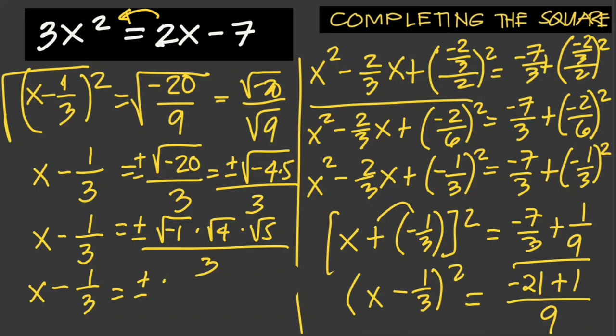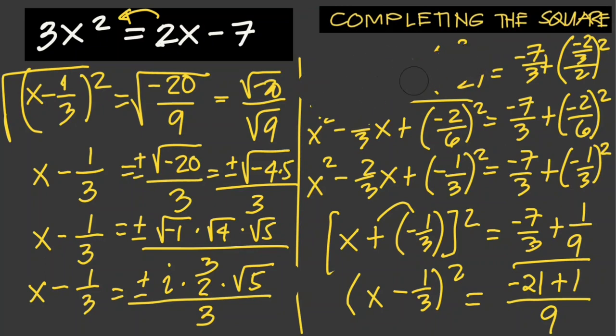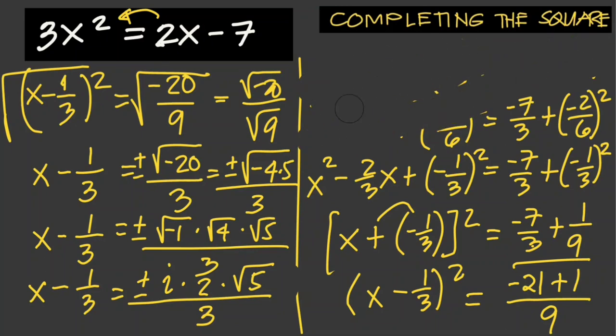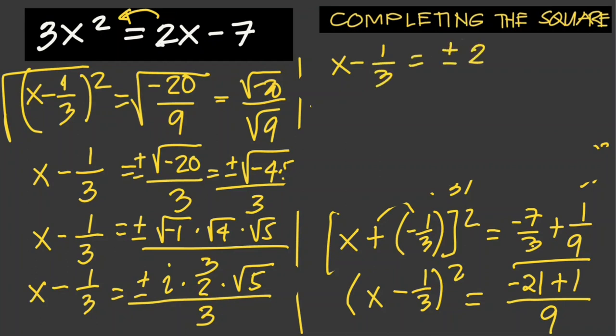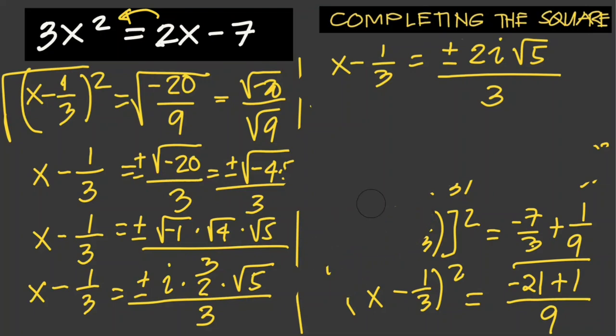Square root of negative 1 is just equal to i. Square root of 4 is just equal to 2. And then just copy square root of 5 over 3. And we can simplify that further. So this is x minus 1/3 equals plus minus 2i square root of 5 over 3. Okay, so that will be our answer.